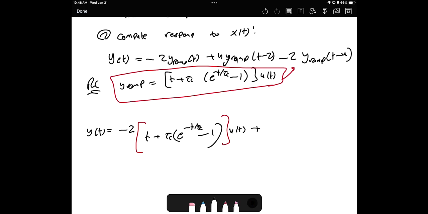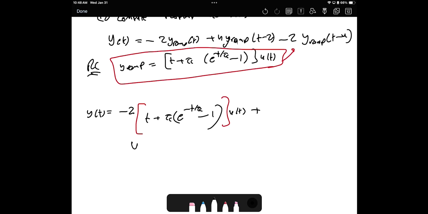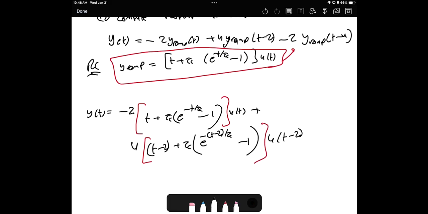Then plus the second one, 4 y ramp of t minus 2. It will be the same y ramp, but we will make it t minus 2 plus tau c e power negative t minus 2 over tau c minus 1, times u of t minus 2. Just the same thing, but we put u of t minus 2. So this is plus.